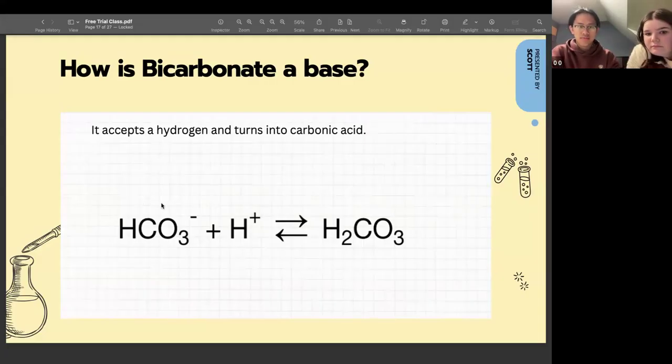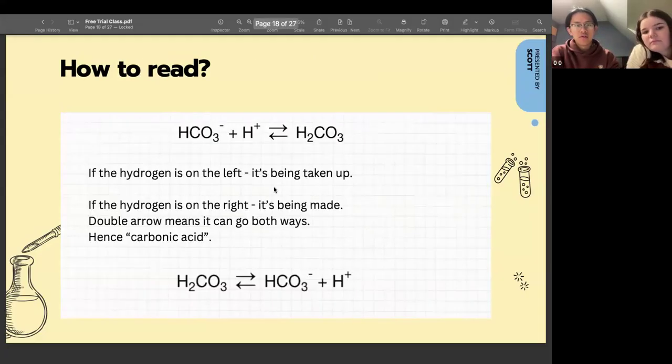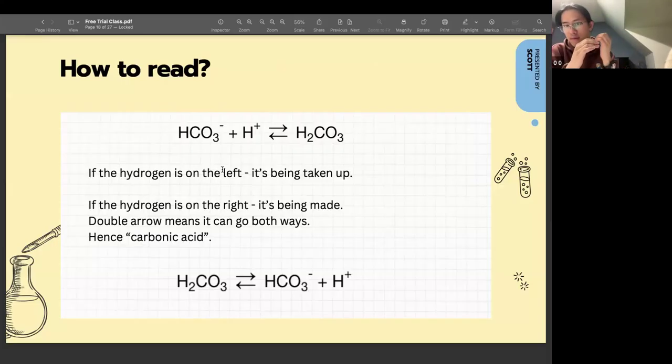This is a hydrogen ion. This is bicarbonate. This is carbonic acid. So the way to read acid-base equations to determine whether something is an acid or a base is, if the hydrogen ion is on the left side of the equation, it's being taken up, it's being absorbed. That would mean the compound on the left side is usually a base because it's taking up the hydrogen. If the hydrogen is on the right, that would mean that it's being made.